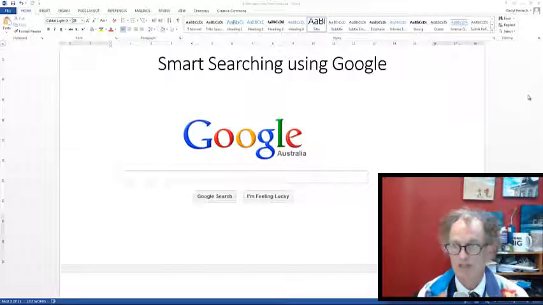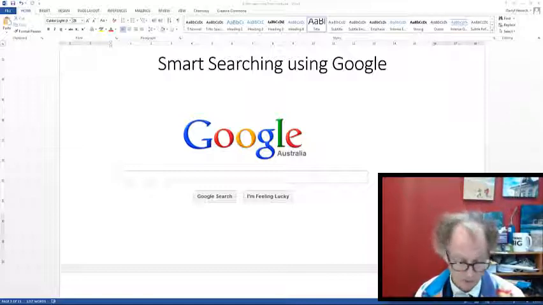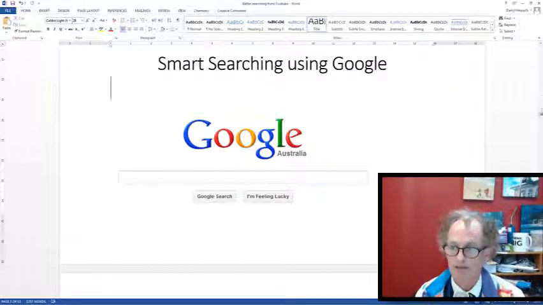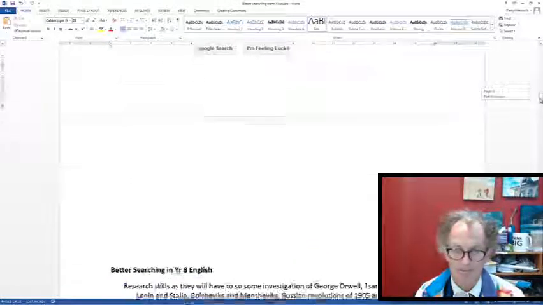Welcome to the presentation based on smart searching using Google. We'll hopefully give you quite a few tips and tricks that will enable you to search more efficiently using the search engine Google. Okay, so let's jump into it.